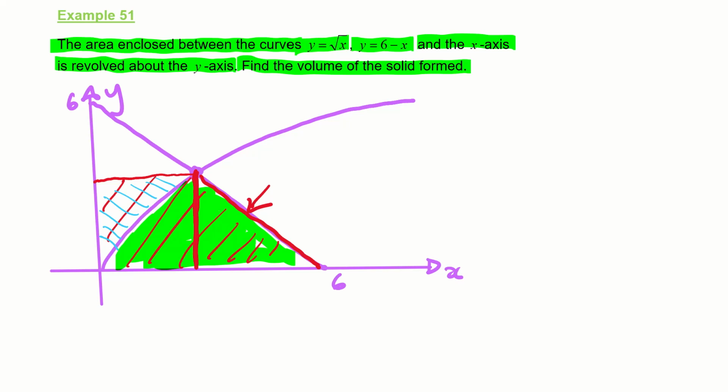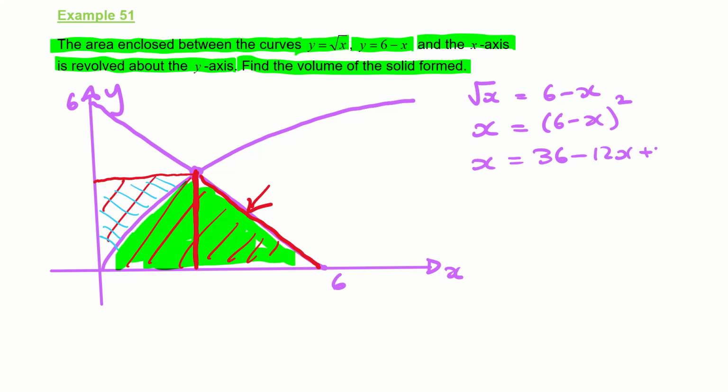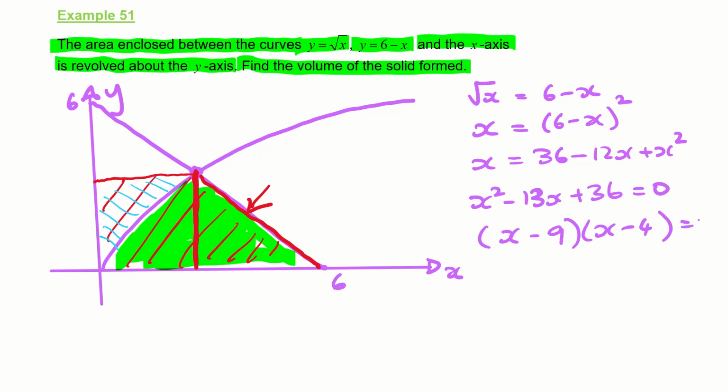let's find the intersection. So we've got root x is equal to 6 minus x. Square both sides. x is 6 minus x squared. So x is going to be 36 take away 12x plus x squared, which gives me x squared minus 13x plus 36 is equal to 0. So that's x minus 9, x minus 4 equals 0, x equals 9, or x equals 4.